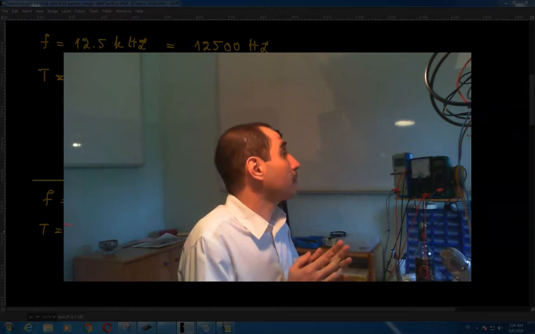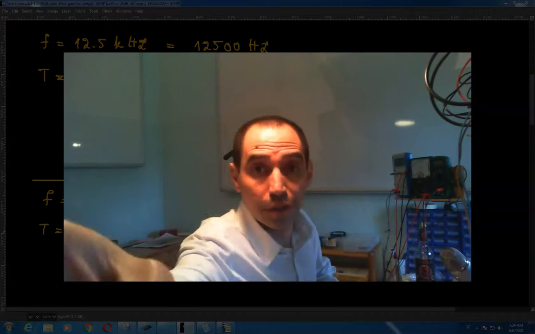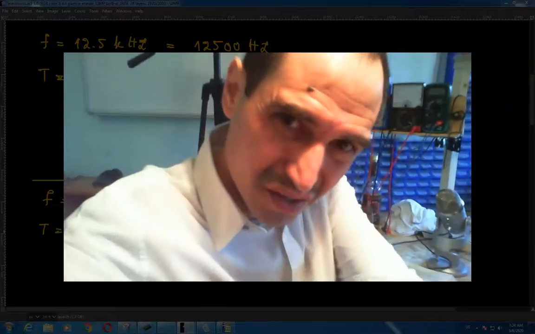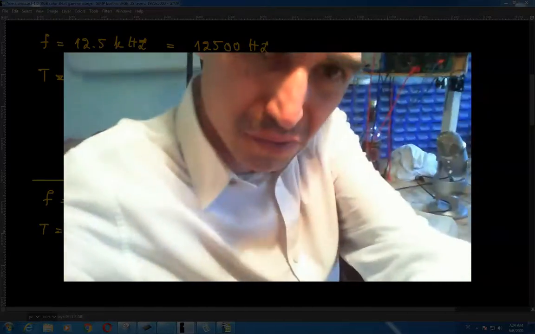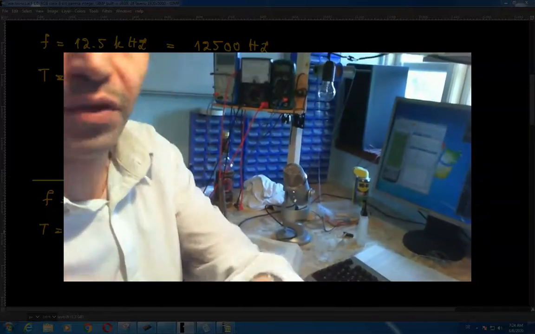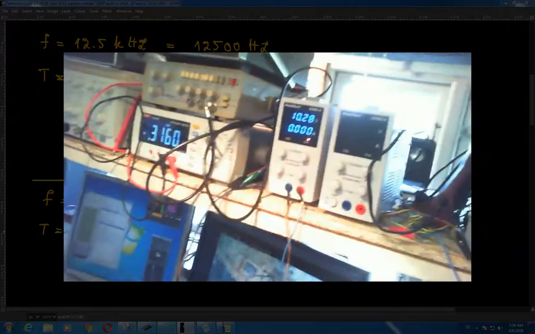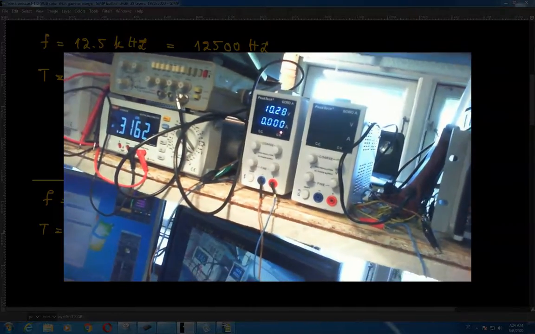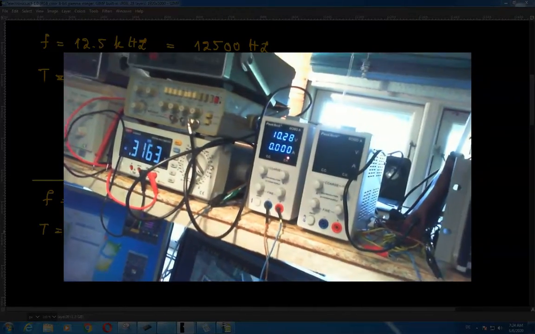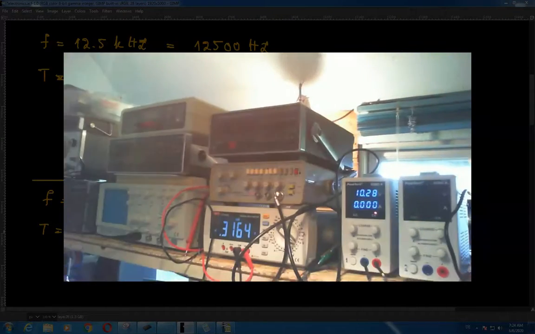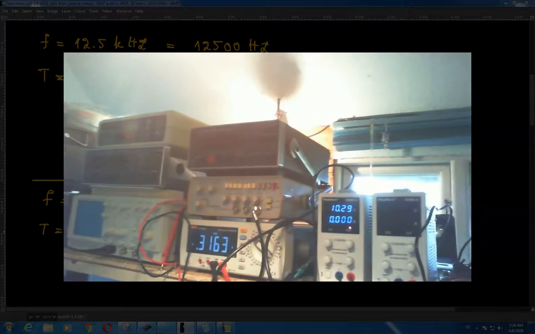Okay, so first of all we need to talk about the difference between AC and DC. This has to be straight, something like this, so that you can see everything.